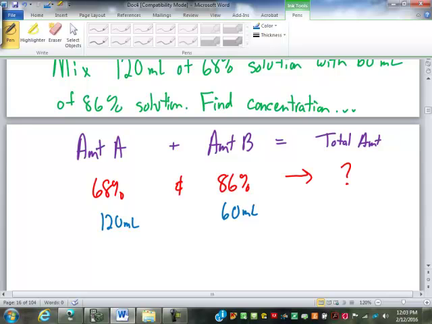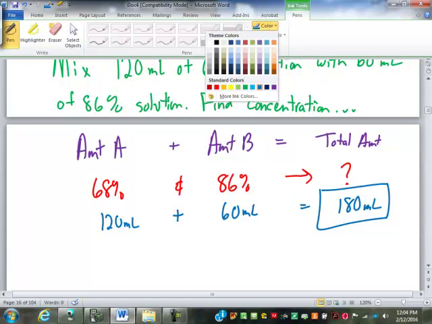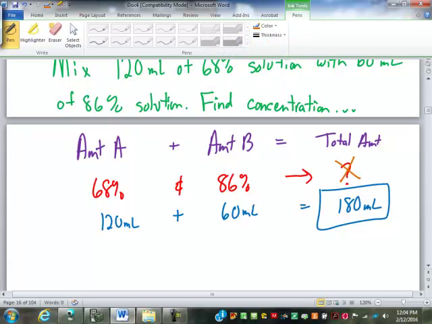With that in mind, do we know the volume of the final solution? Now, we said we were going to ignore the issues with this, and because they are both solutions, and we're assuming that the carrier, the filler, is the same, the volumes do add. So 120 milliliters plus 60 milliliters equals 180 milliliters for our final volume. So I'm going to put X in here as the concentration of that final solution. And that's what we're trying to find, that concentration.